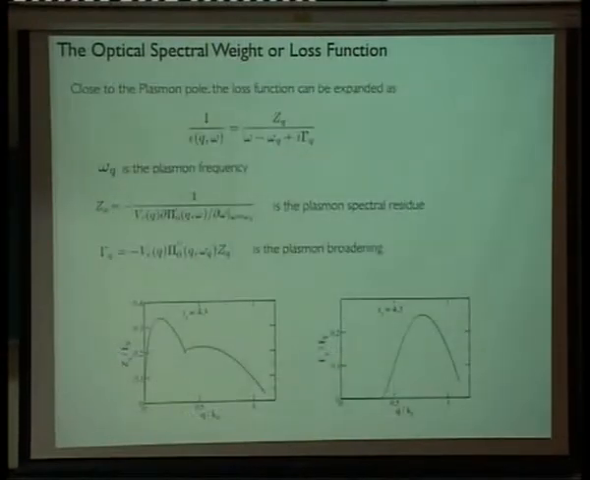signature. And if you are close to the plasmon pole, you can have a spectral weight of the plasmon and a broadening of the plasmon. And so here is what the spectral weight is plotted. And this feature where you see a cusp-like feature basically is where it is entering the interband continuum. And once it enters the interband continuum, you basically have a broadening starting.